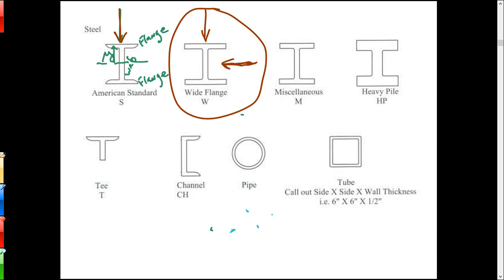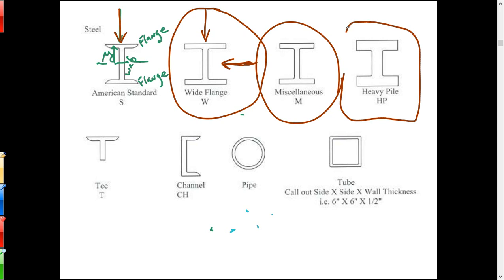Now you can still get standards. There are miscellaneous beams that are used. They're actually a category of beam. There's also a type of I-beam called a heavy pile, which is just a pile that's driven into the ground, like for foundations, for bridges and things like that, and even for buildings sometimes too.